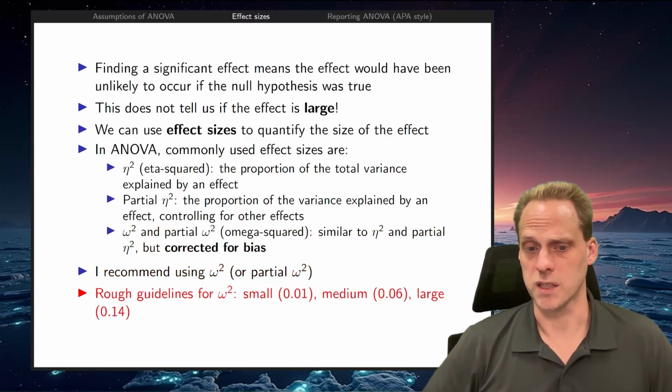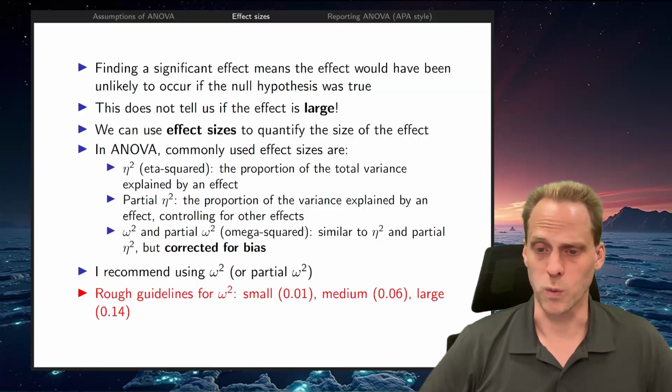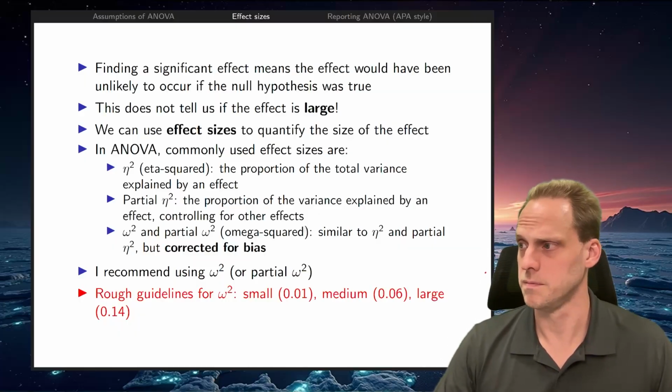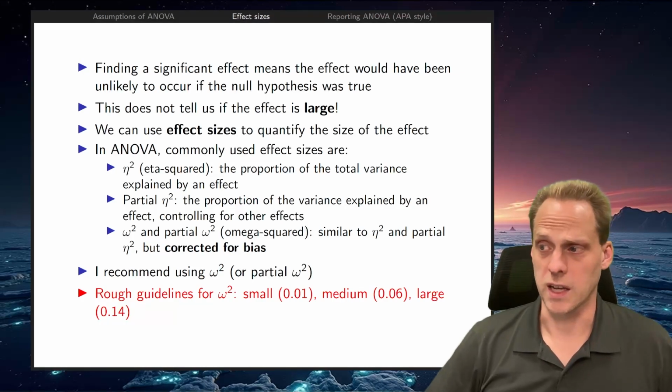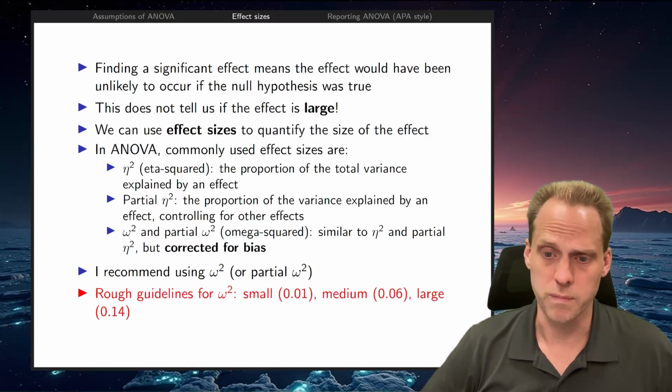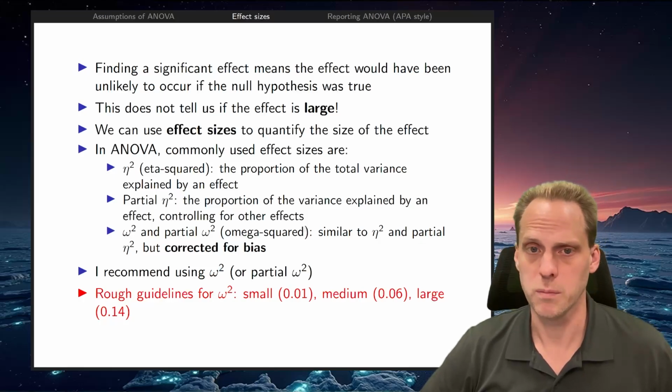The rough guidelines are that a small effect would be 0.01, a medium effect would be 0.06, and a large effect would be 0.14. Some rough guidelines for the omega squared and the partial omega squared, so that the small effect will be about 0.01, medium 0.06, and large 0.14.